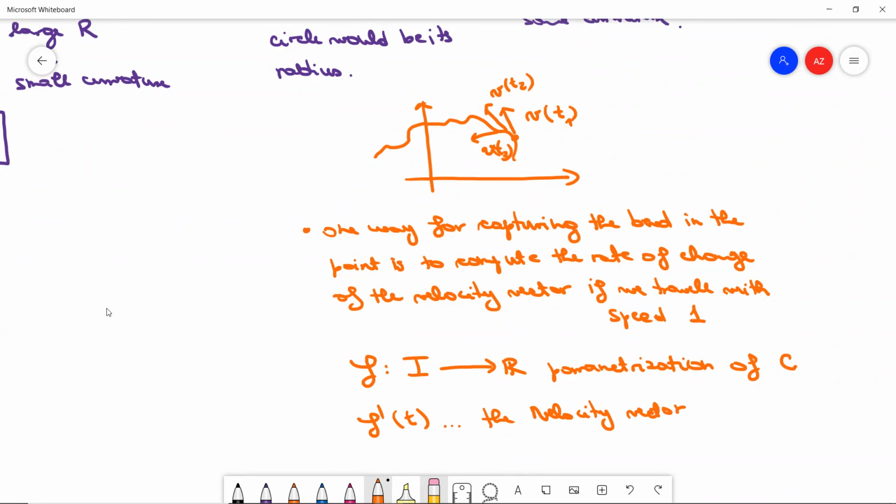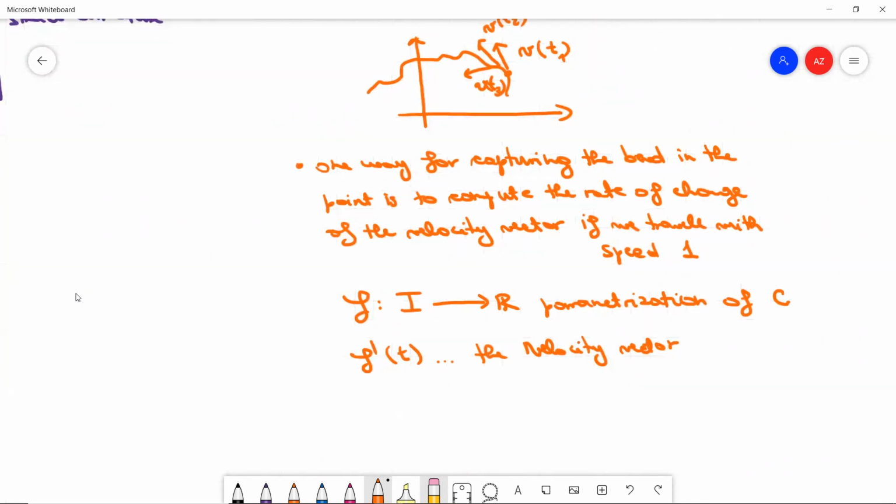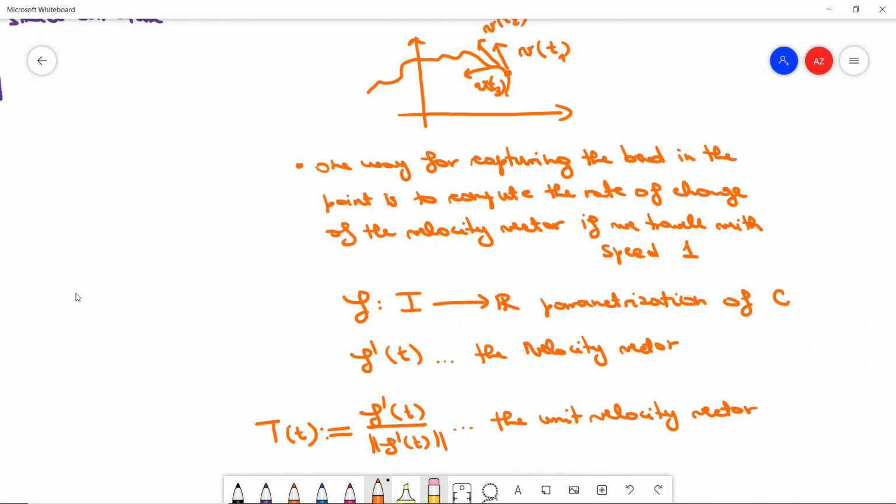But to ensure that it will be of unit length, what we do here is normalize it: f prime of t over the norm of f prime of t. This is the unit velocity vector. And to shorten the notation, let's say that this is capital T of t. This is only to shorten the notation. We define f prime over norm of f prime as T of t.